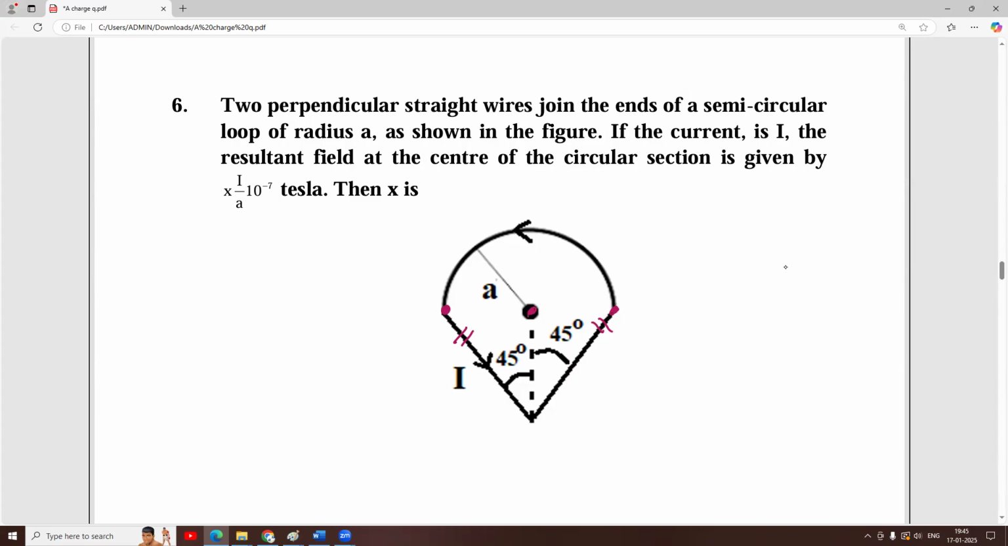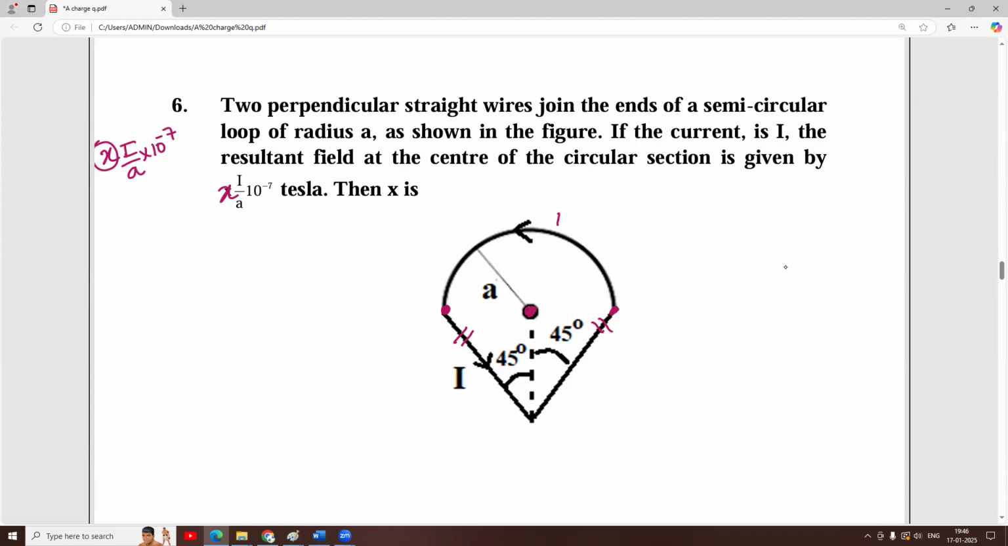by x into I by a into 10 to the power minus 7 Tesla, then x is. So you have to find out this x. Okay. Now let us try to find out, and we can divide the whole system into three parts.